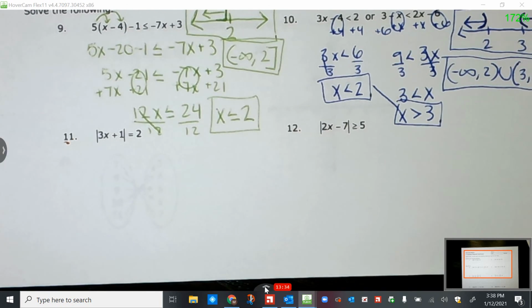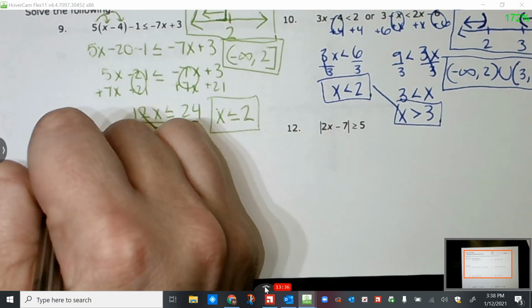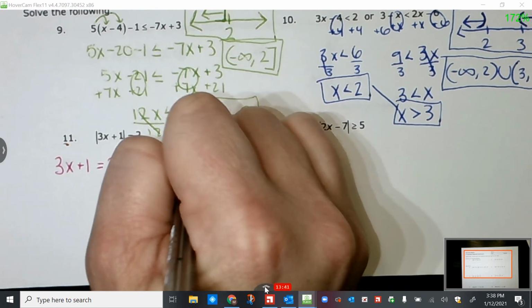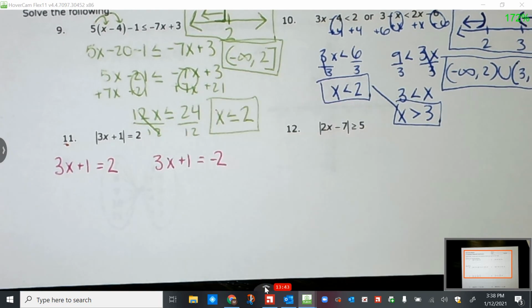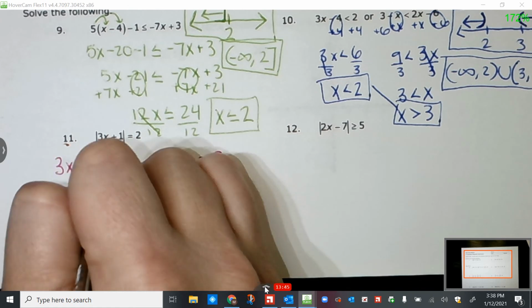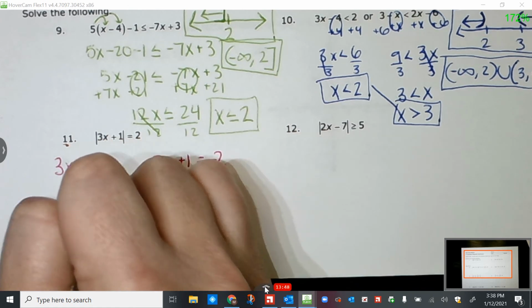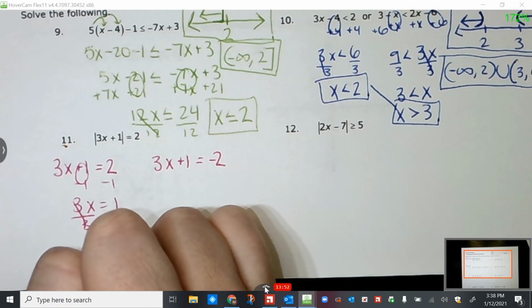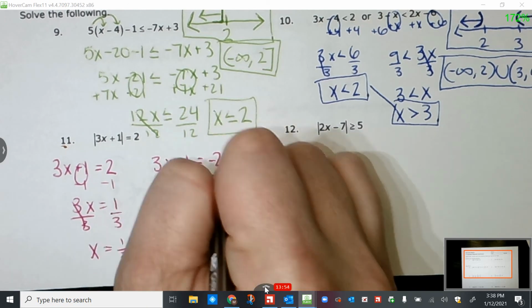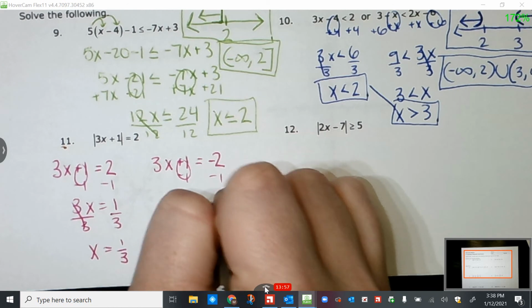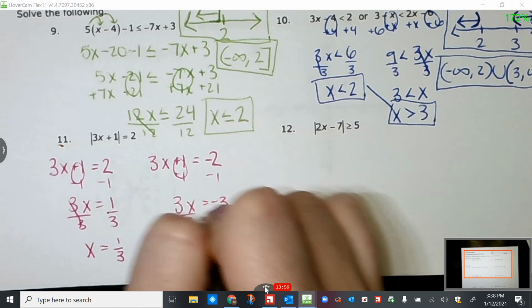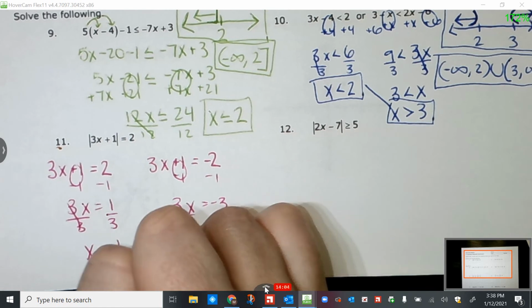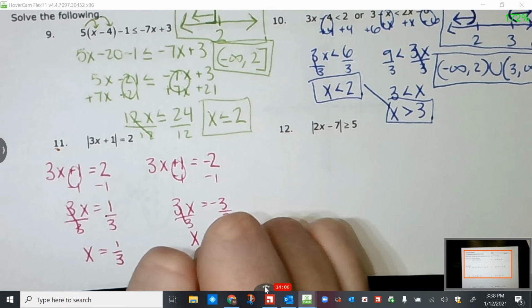Now, anytime you have an absolute value, I want you to remember you write it once exact, and the other time it equals the opposite, and then you solve both. So minus 1, 3x equals 1, divide by 3, divide by 3, x equals a third. Minus 1, 3x equals negative 3, divide by 3, divide by 3, x equals negative 1. So the way you would write this is in fancy brackets, smaller, comma, bigger.